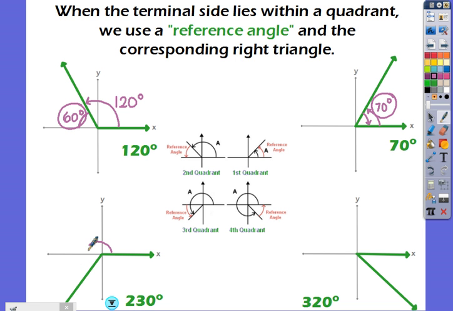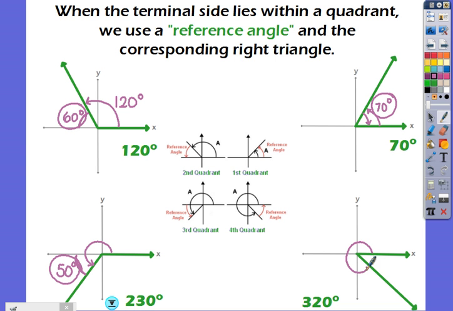We've got 230 degrees. We want to make it back to the x-axis using an acute angle. That's going to be this angle right in here. This is the reference angle. Now if it was 180, how much extra did we add to get to 230? I'm thinking it's 50. I'm trying not to use my calculator. 50 degrees would be the reference angle.